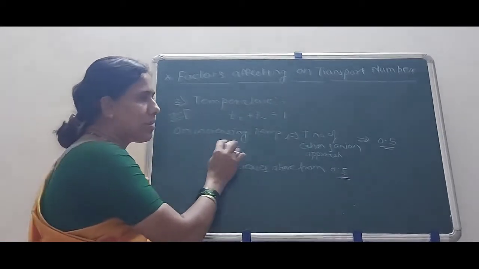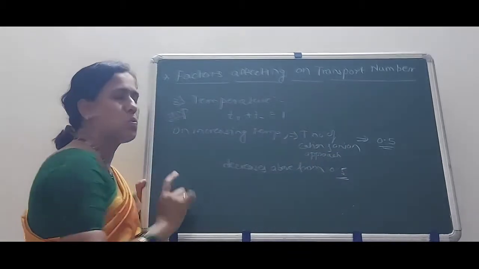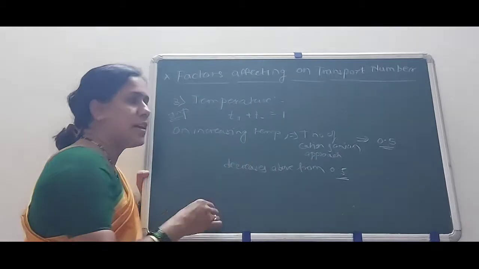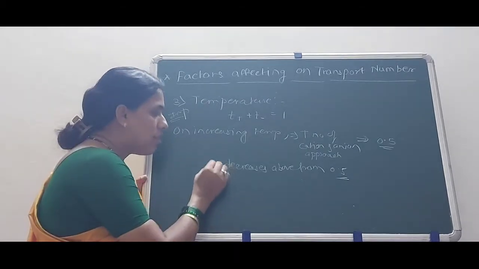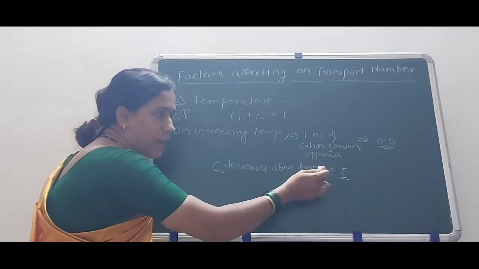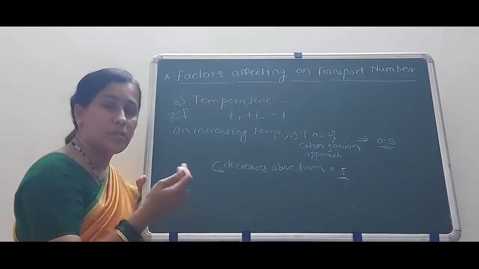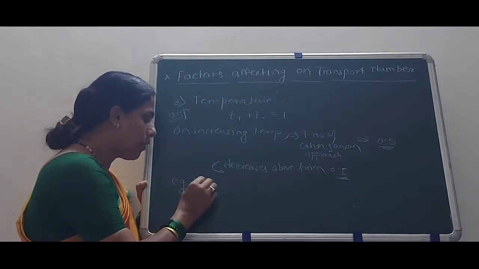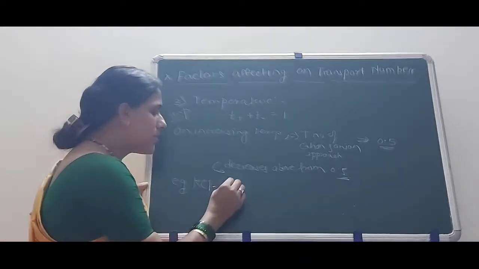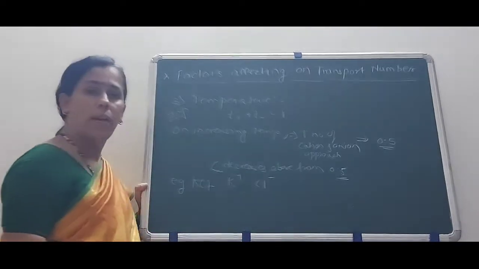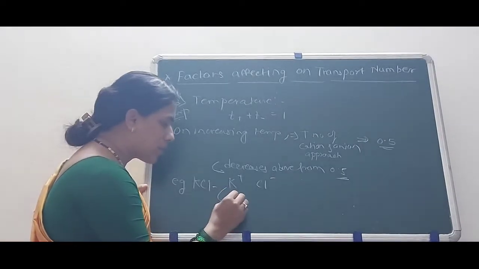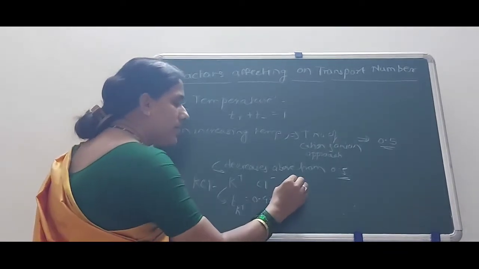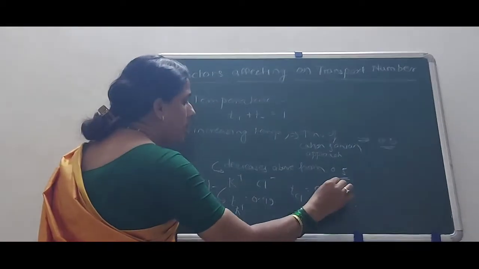On increasing temperature, the transport numbers of cations and anions approach a value of 0.5. If a value exceeds 0.5, it decreases, that is, it comes below 0.5. For example, in the electrolyte KCl, the cation is K plus and the anion is Cl minus. K plus has a transport number, T of K plus, equal to 0.49, and that of Cl minus is equal to 0.51.